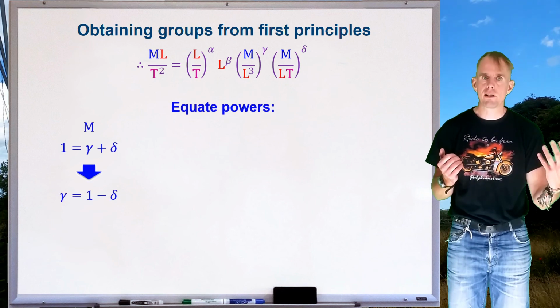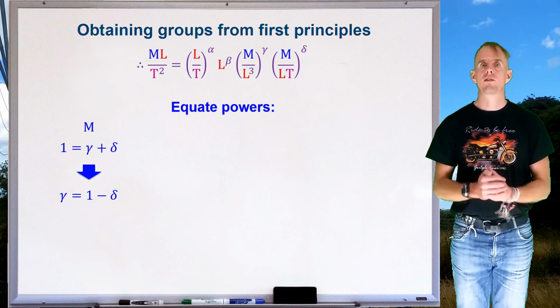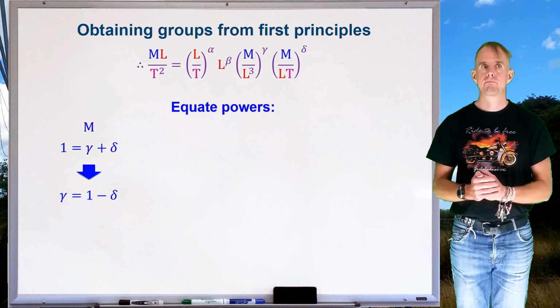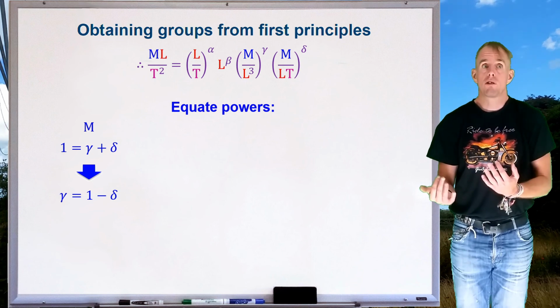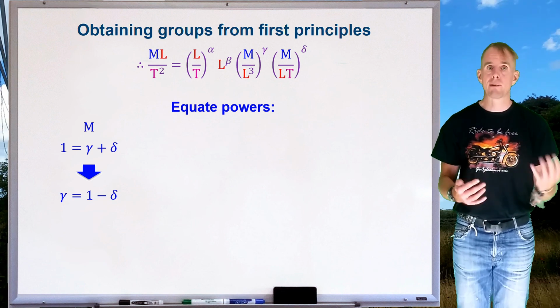Let's start off by examining mass. So on the left-hand side, mass has an index of 1. On the right-hand side, it has an index of gamma plus delta. Now that's one equation and two unknowns. I'm going to arbitrarily choose to write everything in terms of delta. So gamma now is 1 minus delta.